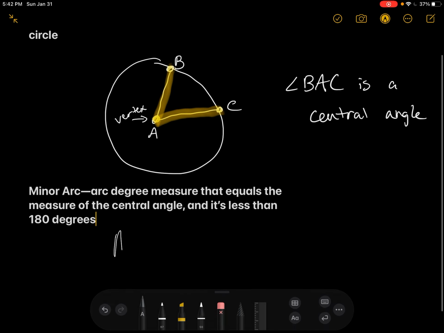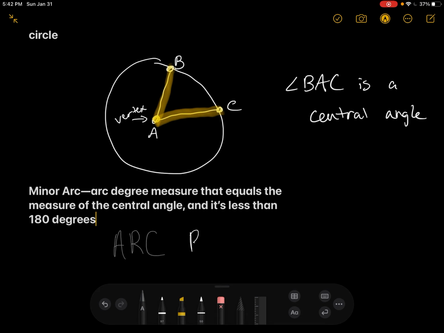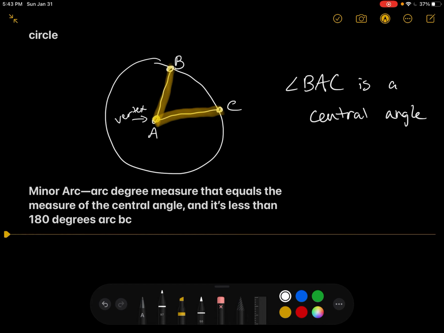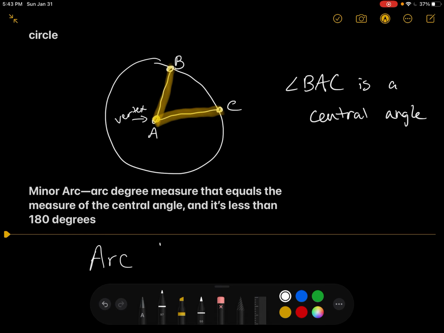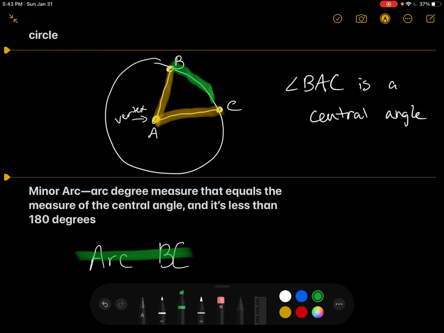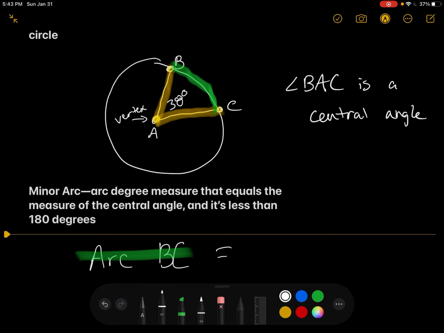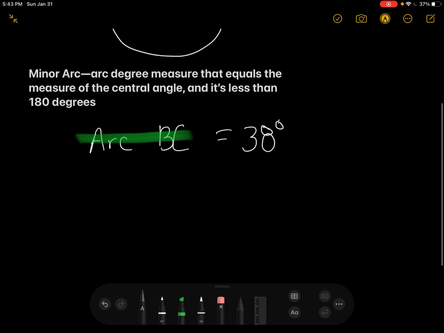So if we look at something like arc BC in this case, and we'll highlight this in green, it is the distance from B to C. It's that arc from there to there. And if this angle equals 38 degrees, then we know that arc BC also equals 38 degrees. It's the same as the angle. And again, we're just looking from the run from one point to the other point. All right, so that's a minor arc.